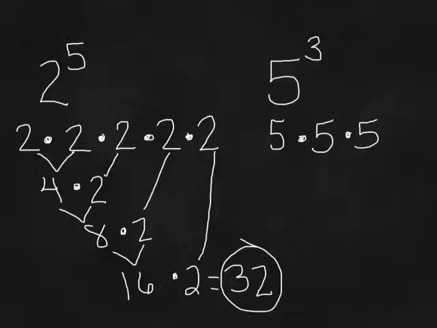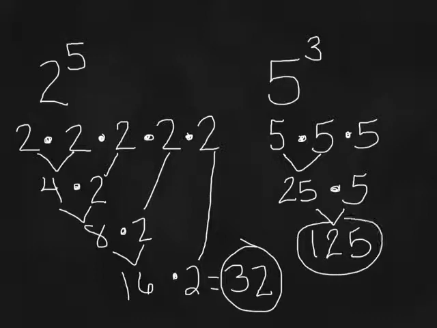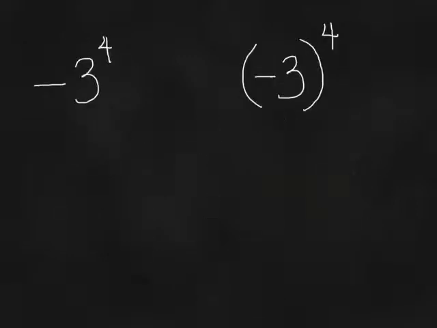Take a guess, 15 or 125? Let's see. 5 times 5 is 25. Oh, we're already over 15. And 25 times 5, if I have 5 quarters, I have $1.25 or 125 cents. So, my answer is 125 when I evaluate 5 cubed. Let's take a look at some trickier problems.